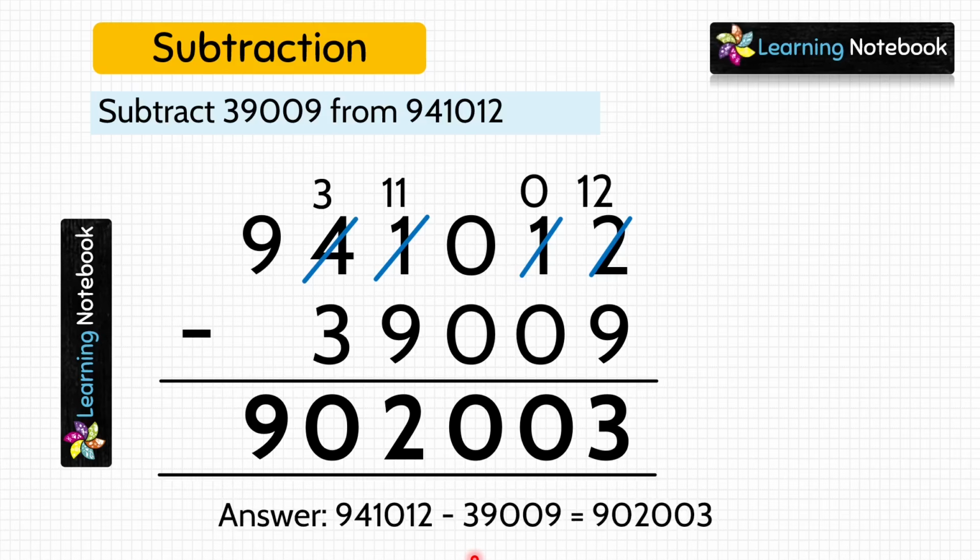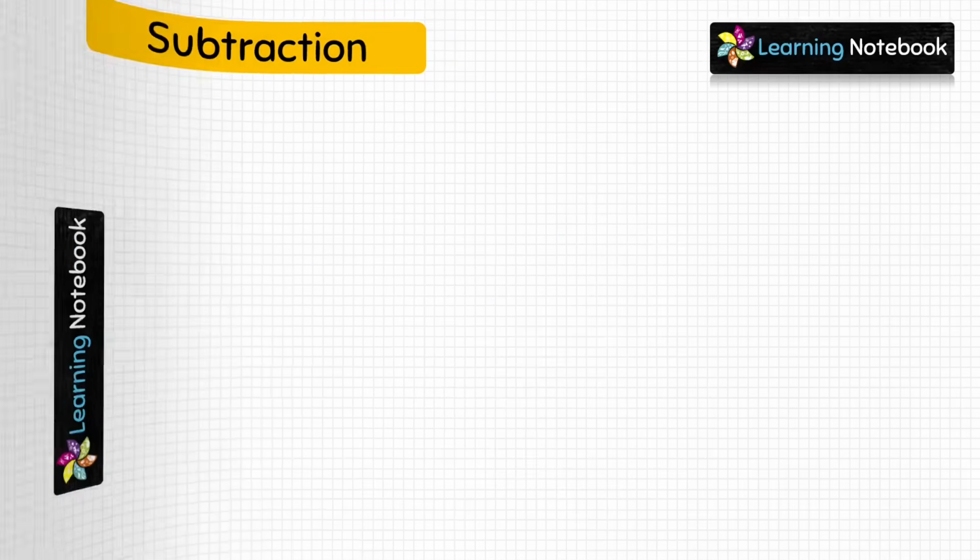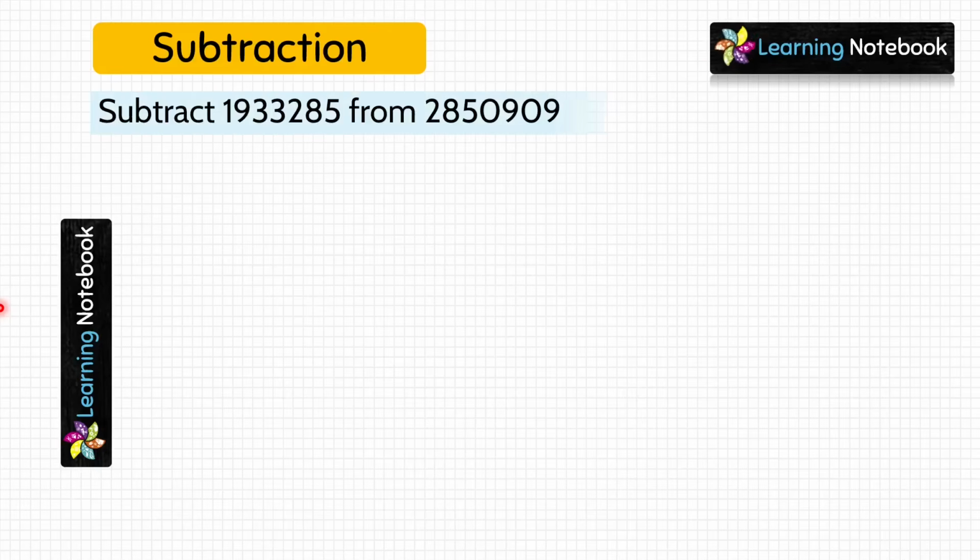902,003. 9,02,003. This is our answer. So this is how we subtract large numbers. Let's do one more example. This time subtract these two large numbers.